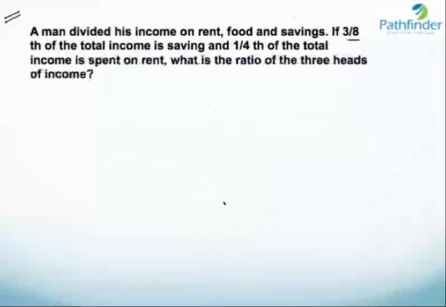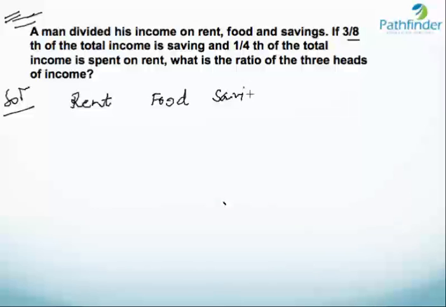Next, we have another question. A man divided his income on rent, food and savings. If 3/8 of the total income is savings and 1/4 of the total income is spent on rent, what is the ratio of the 3 heads of income? So there are 3 heads of income. The first one is rent, the next is food, and finally we have savings.